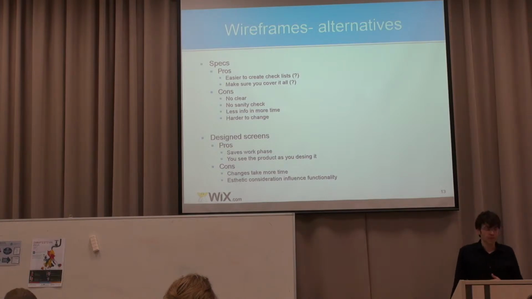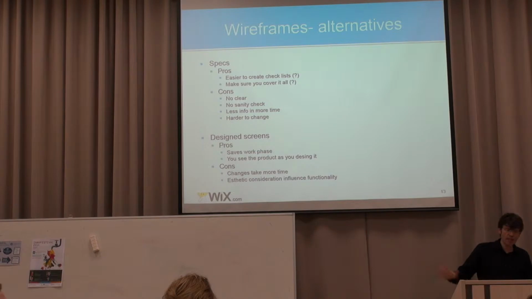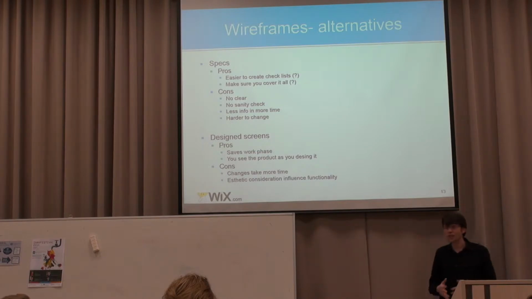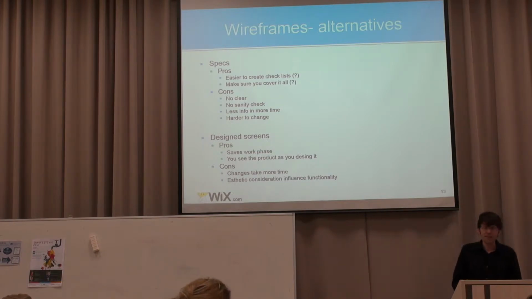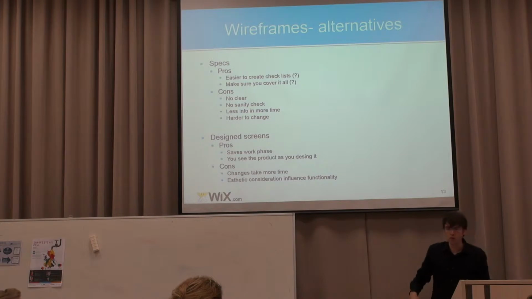What are the cons? It's not clear. You cannot describe a picture in words. Try to take a Picasso picture and describe it in words. It's not clear. There is no sanity check. There is less info, and it takes huge time to write it. And it's much harder to change. Go and find this feature that you want to change on page number 59. Trust me, it's hell.